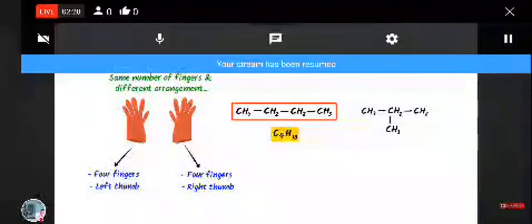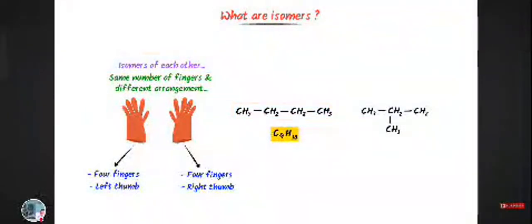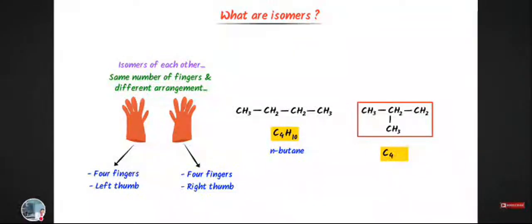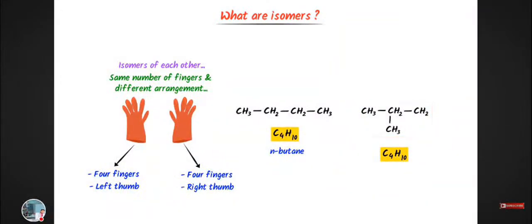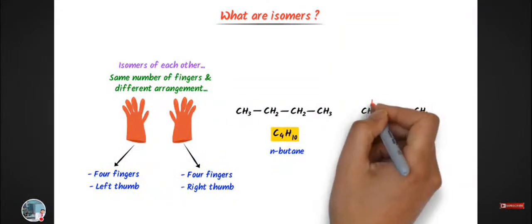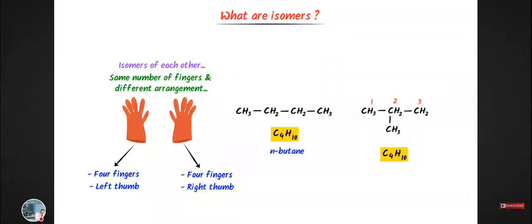There are 10 hydrogen atoms present in it. So the IUPAC name of this compound is n-butane. On the other hand, there are also 4 carbon atoms present in it, while there are also 10 hydrogen atoms present in it. Here, I write 1, 2, 3. The methyl CH3 is bonded at the second carbon. I write 2-methylpropane.